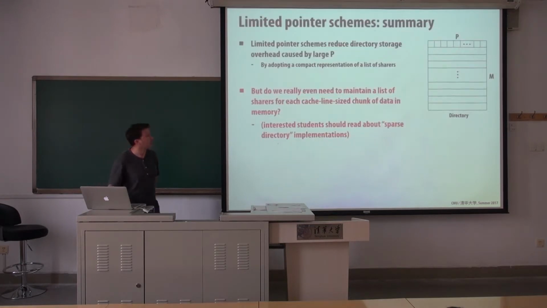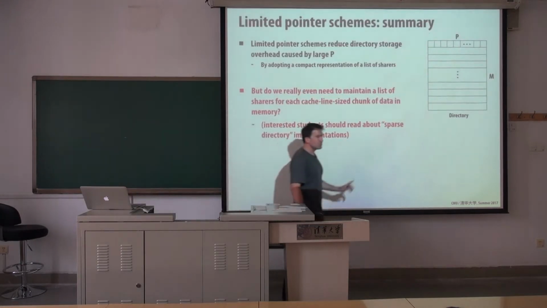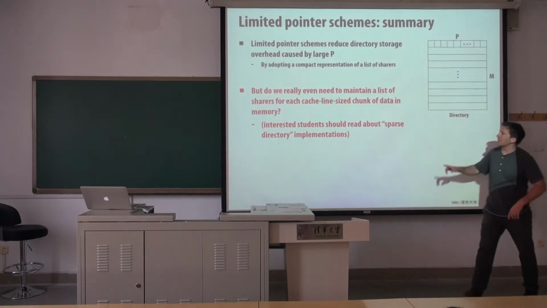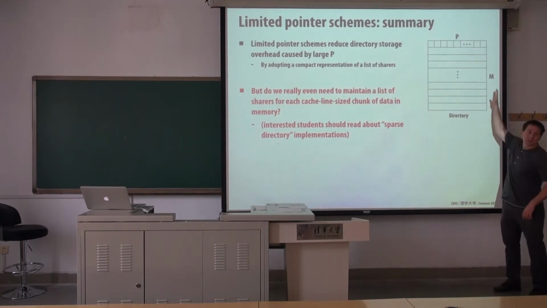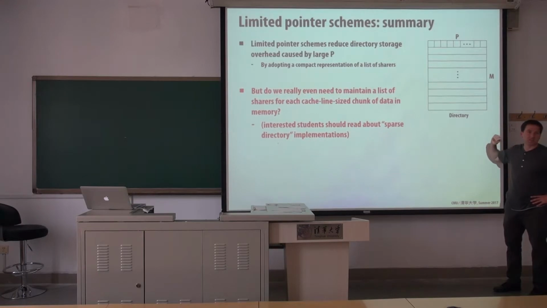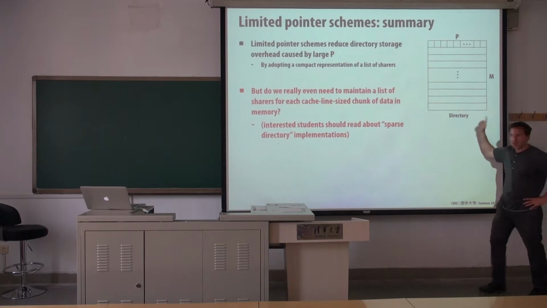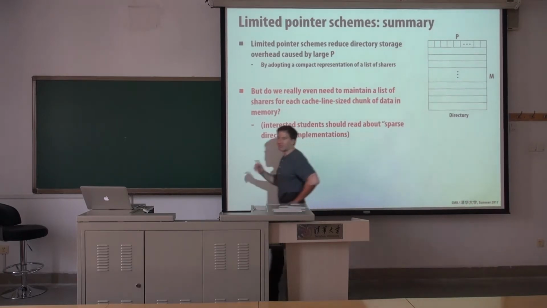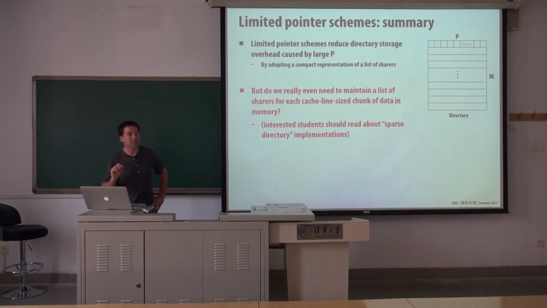So the other thing is that the directory does not have to have a list of processors for every line in memory. And here's why: because you don't care about every line in memory. You actually only care about what is in cache. So let me give you a real-world example.